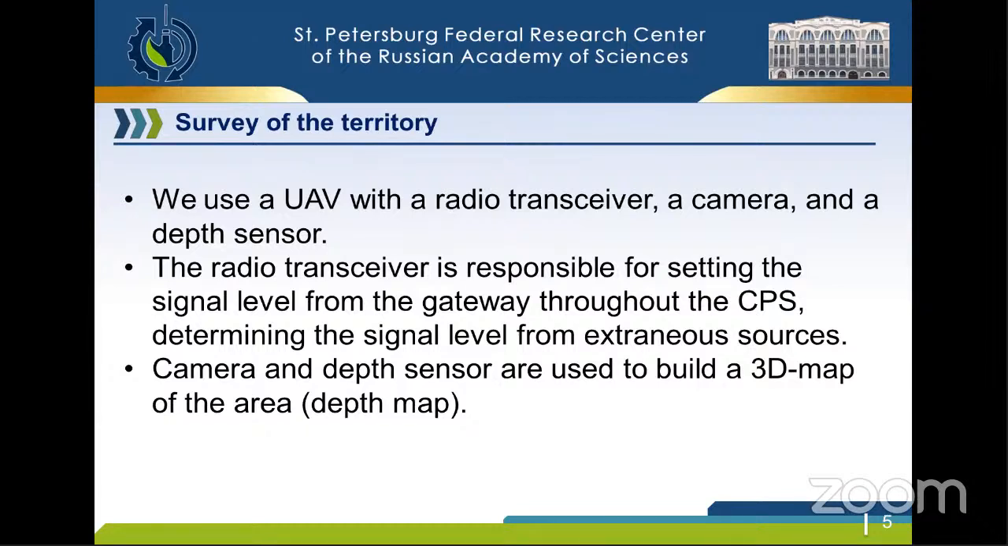We use a UAV, unmanned aerial vehicle, with a radio transceiver, a camera, and a depth sensor. The radio transceiver is responsible for measuring the signal level from the gateway throughout the CPS and also determining the signal level from extraneous sources. Camera and depth sensor are used to build a 3D map of the area. We use it also because soil moisture can also affect the propagation of radio signal. And using these sensors and cameras, we build the 3D map of the area.